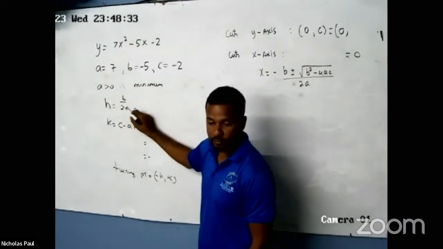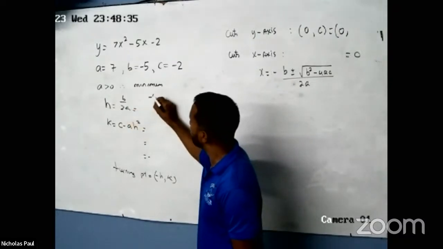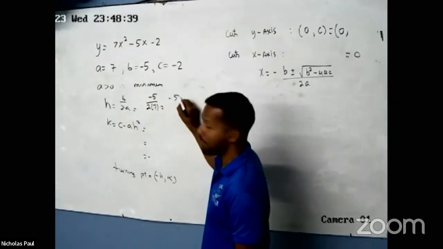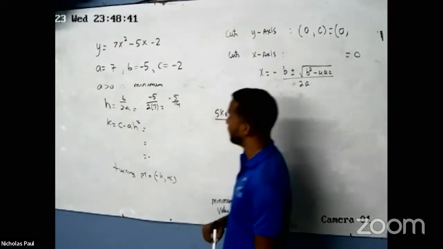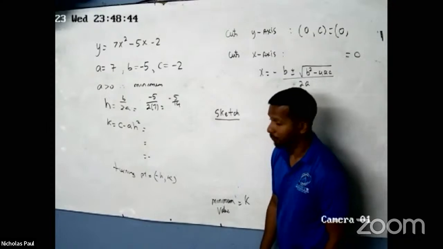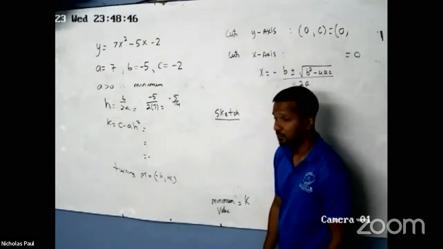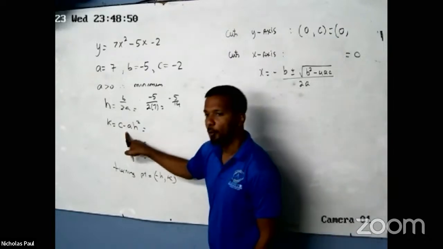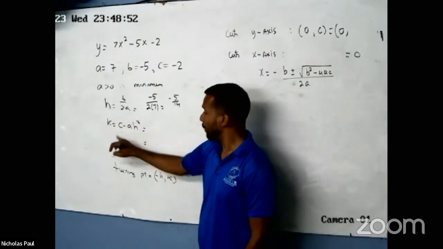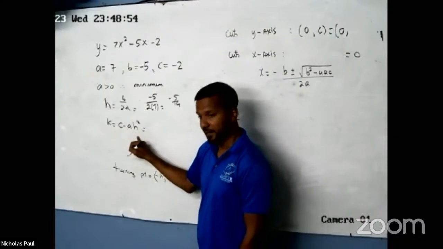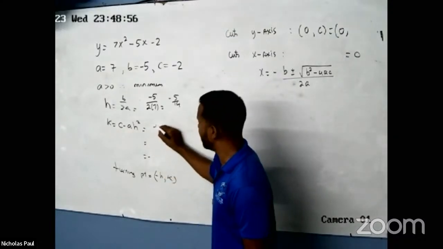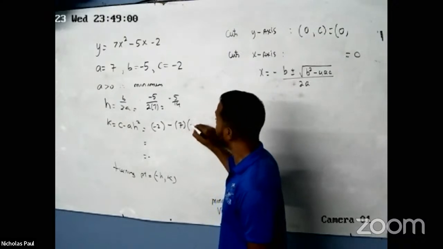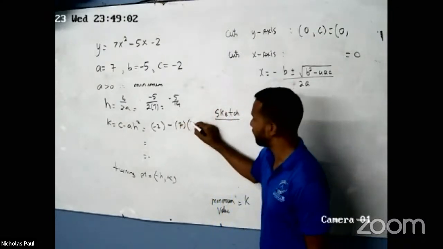Each is B on 2A. So that'll be -5 on 2 by 7. So that's -5 on 40. That's okay? Right? Can't simplify, right? Now, all we're going to do is plug in C, A, and H. C is -2, A is 7, and H is this here.